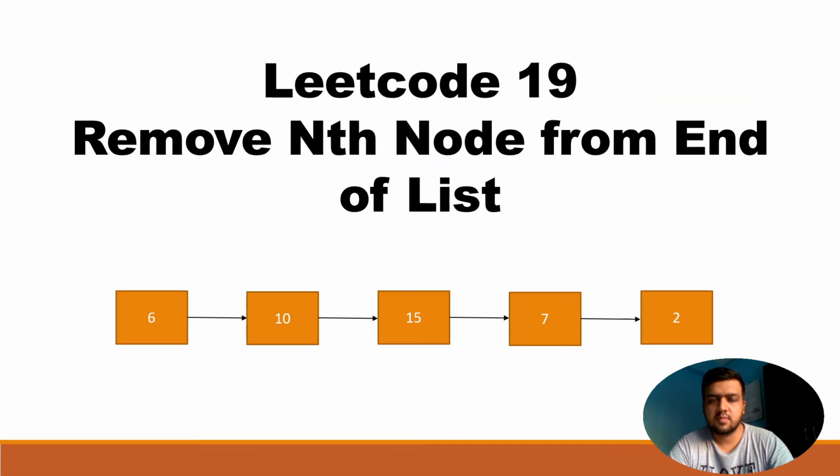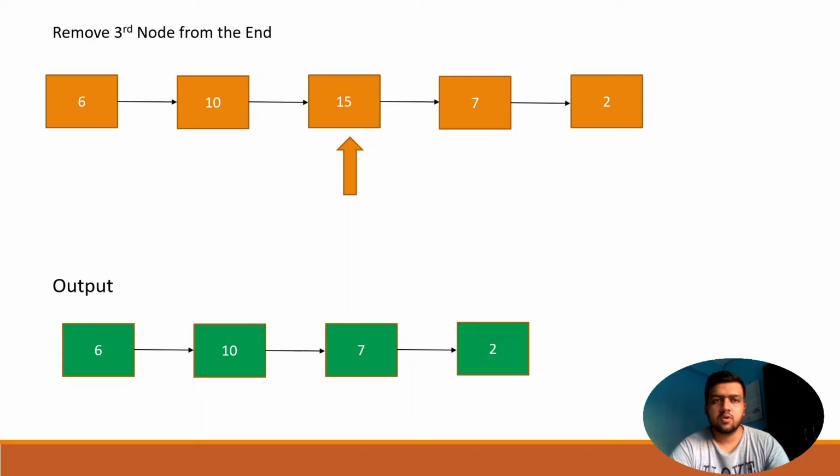Let's say we have this list given over here: 6, 10, 15, 7 and 2, and we want to remove the third node from the end. Ideally we want to remove the node with the value 15. So the output we want at the end of the program is the list with 15 removed, and 10 joined to the last two elements. So this is the output that we want.